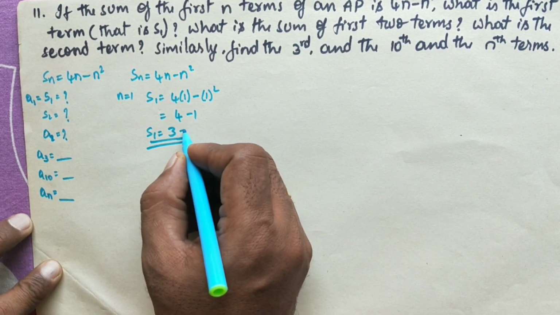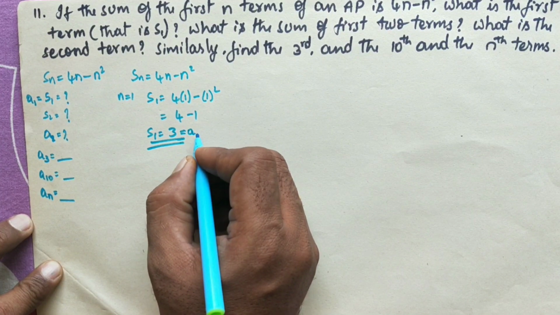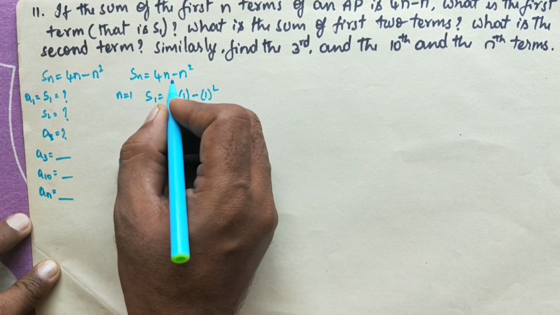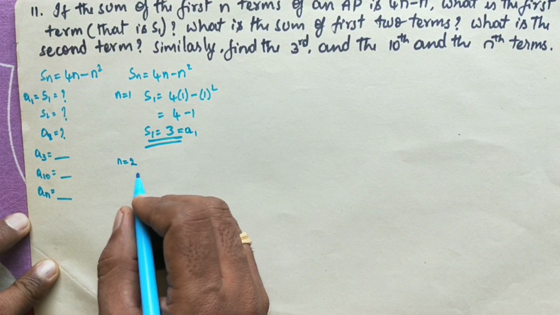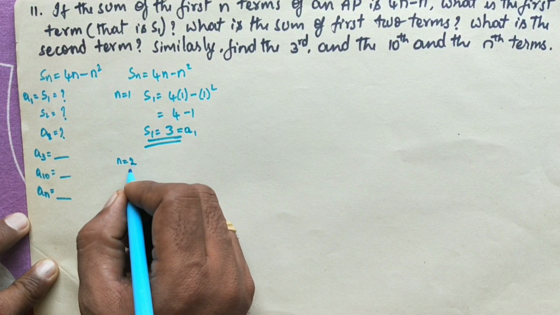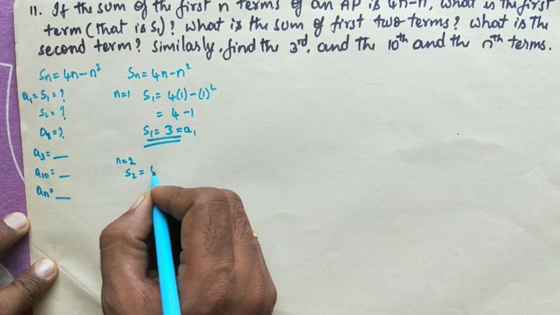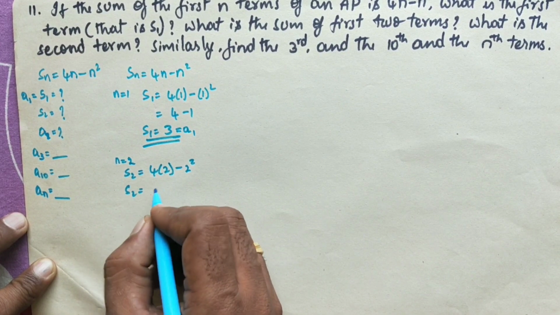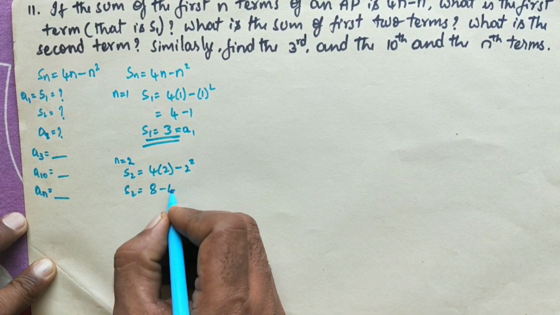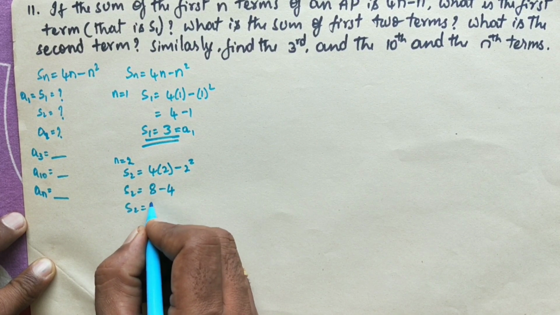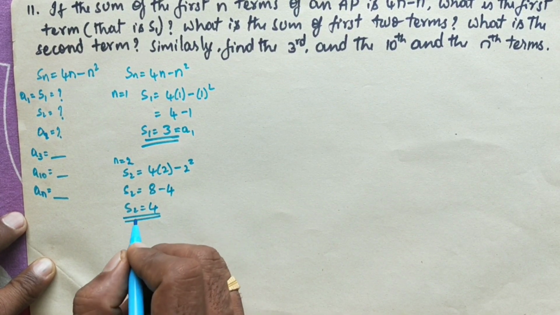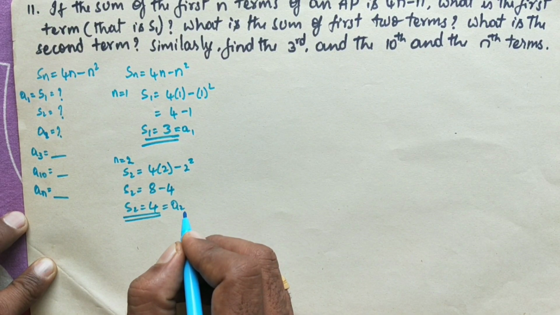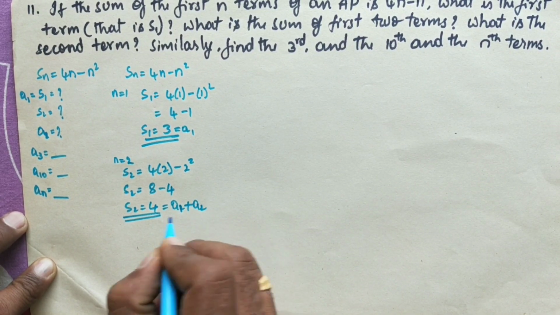Here S1 is equal to A1. If you take n is equal to 2 in Sn is equal to 4n minus n square, S2 is equal to 4 into 2 minus 2 square. So S2 is equal to 8 minus 4. So S2 is equal to 4. This is A1 plus A2, that is S2.